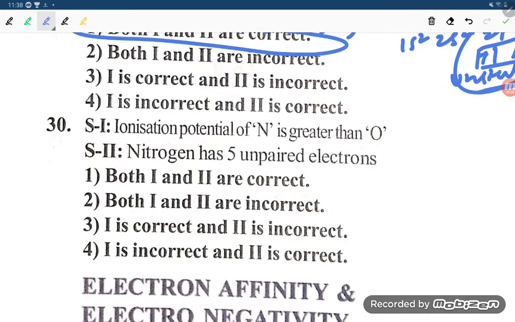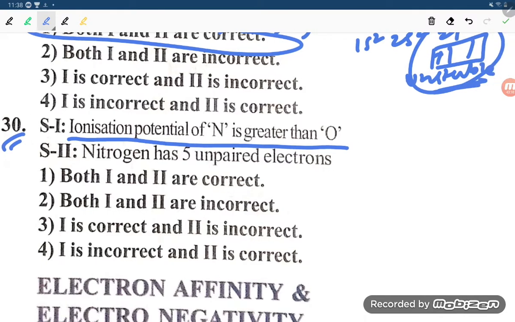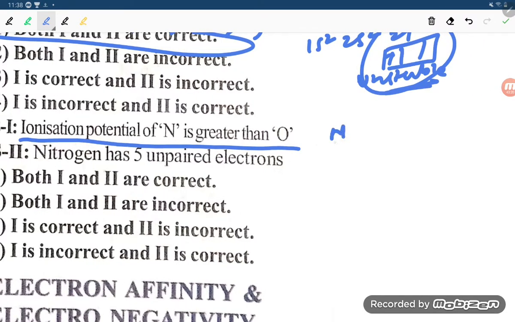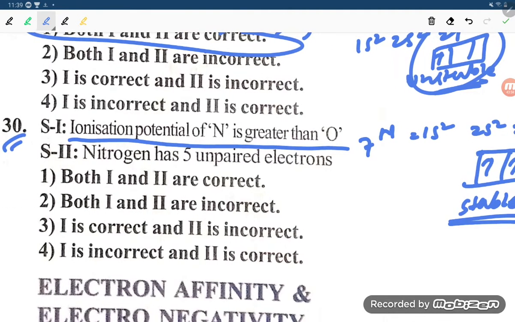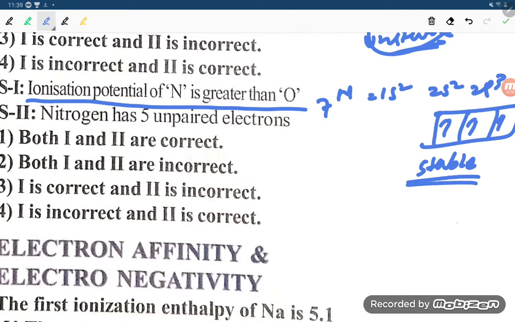Now let us see, student, question number 30. Ionization potential of nitrogen is greater than oxygen. That is correct, student. If you see nitrogen, 7, 1s2, 2s2 and 2p3, it has a stable configuration. If it is a stable configuration, the ionization potential will be high. So stable configuration means high IE, high ionization energy.